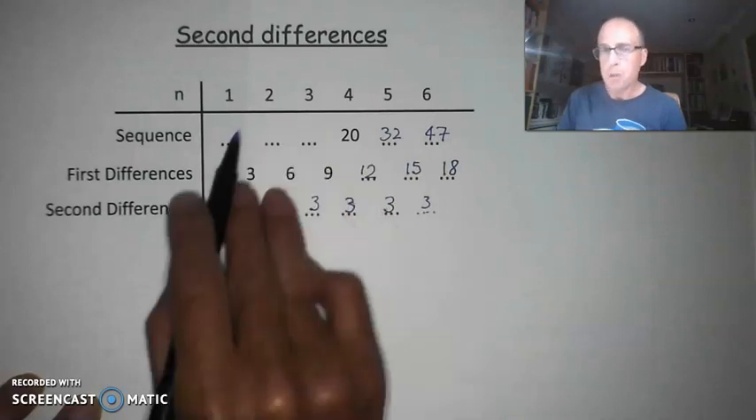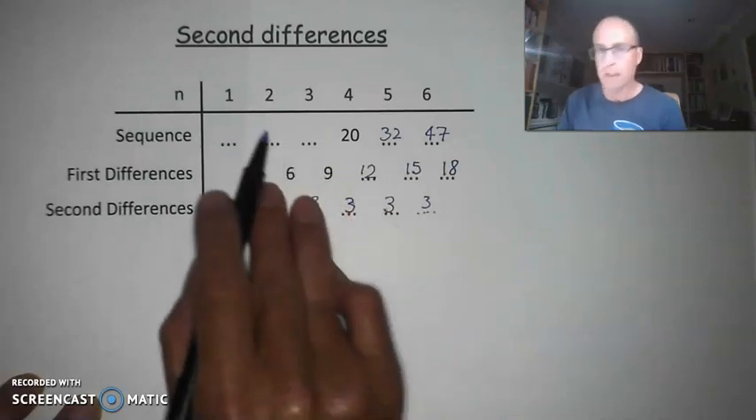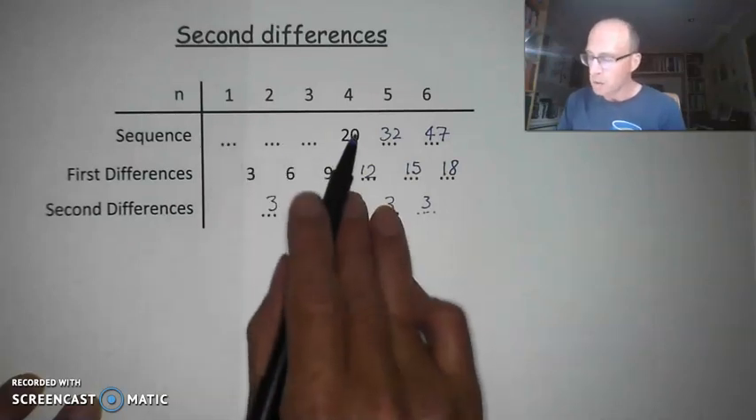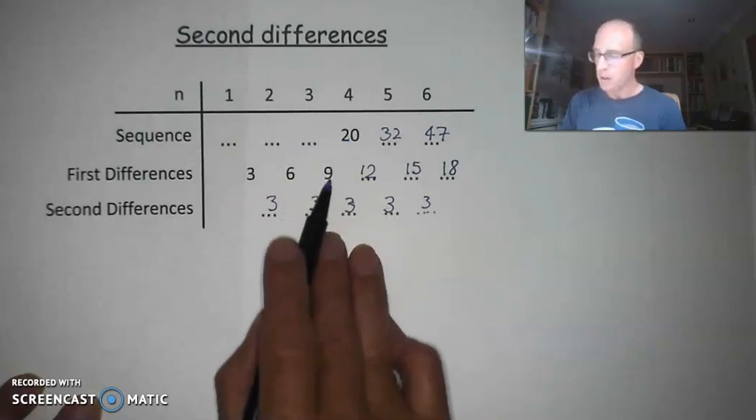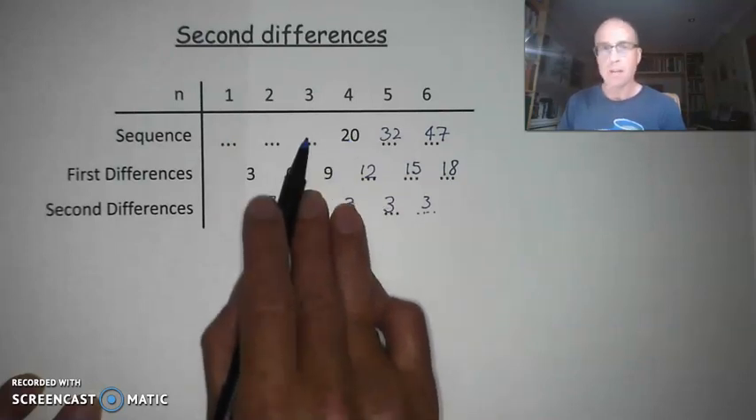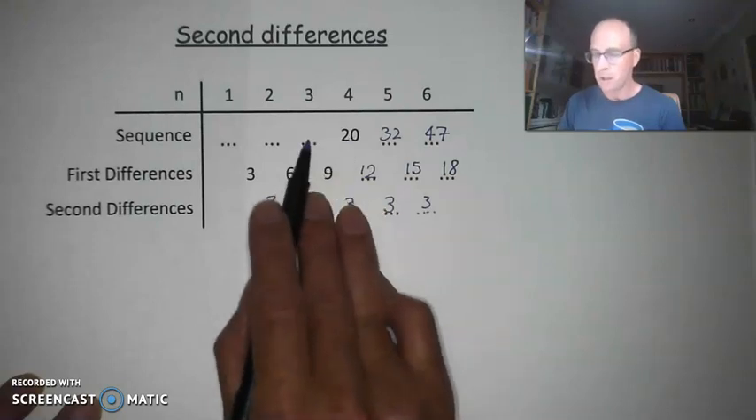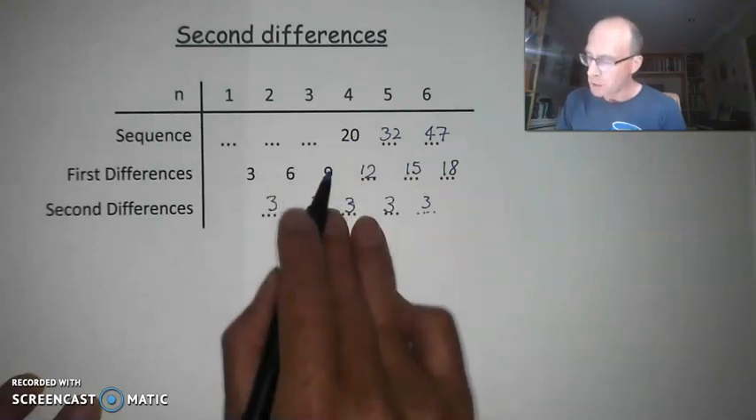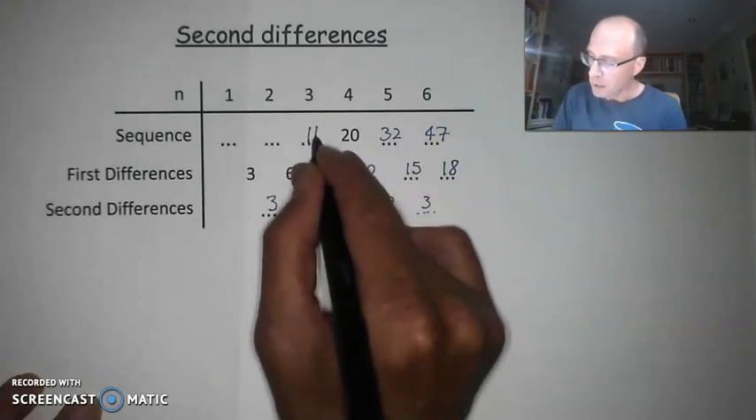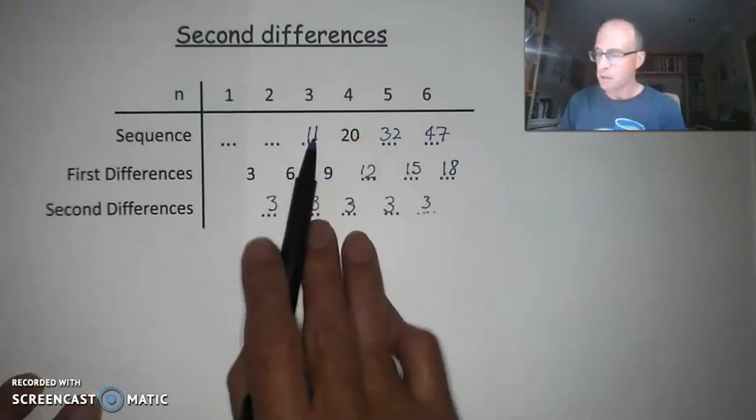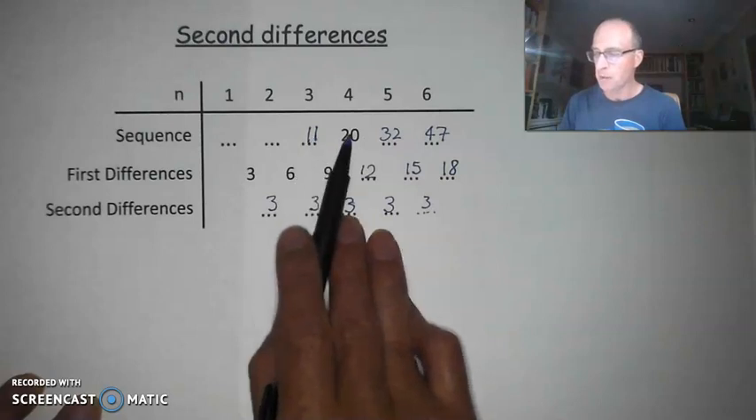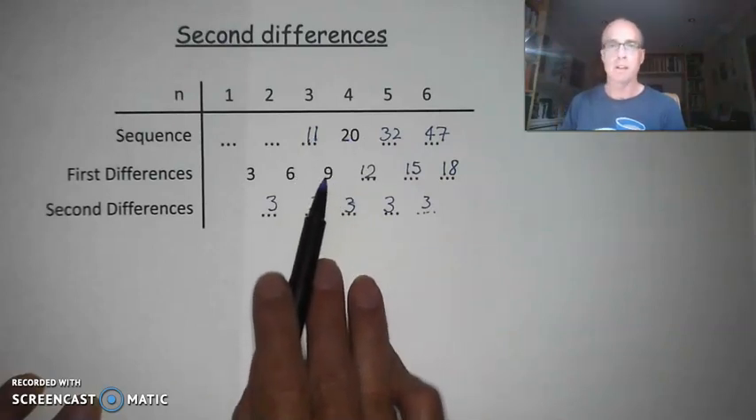I can also work backwards to these earlier values in my sequence, because I know that 20 is 9 higher than this value here. So if I take 9 away from 20, it's going to give me this value. So 20 take away 9 is 11. Just make sure that's correct. So 11, the difference between 11 and 20 is 9. It's looking good.